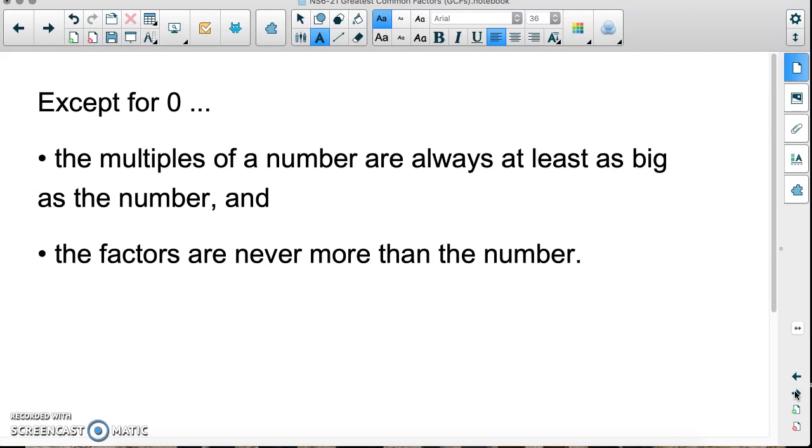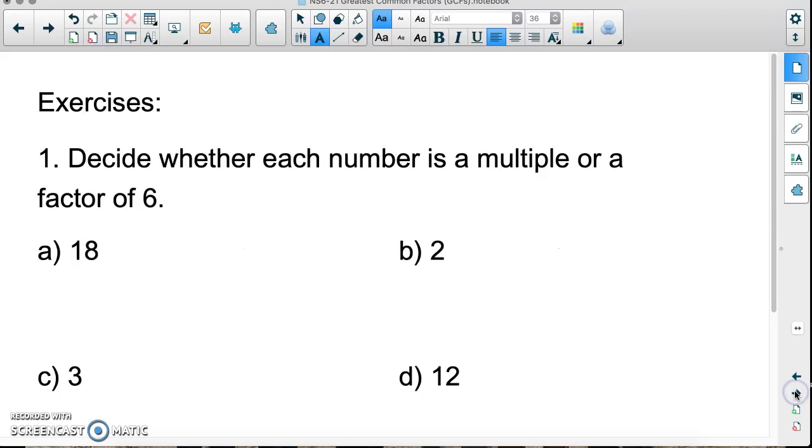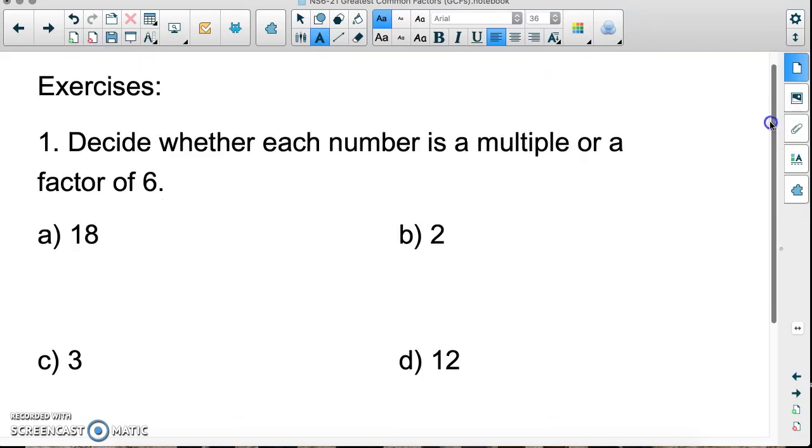So this is just what I just went over. Except for 0, the multiples of a number are always at least as big as the number, and the factors are never more than the number you're trying to solve for. So let's continue on for this exercise.